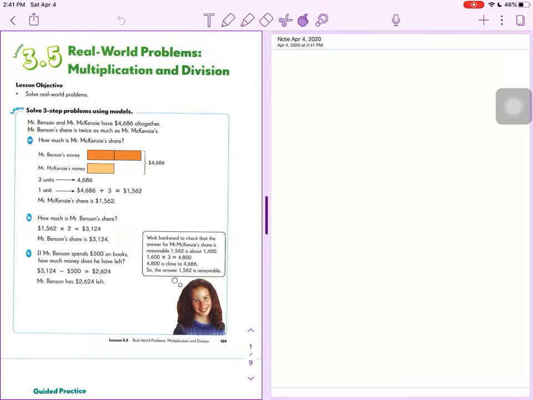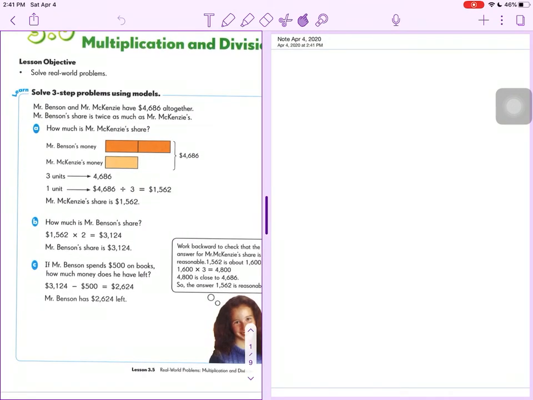This is a 3-step problem. Mr. Benson and Mr. McKenzie have $4,686 all together. So of course I'll highlight that. Mr. Benson's share is twice as much as Mr. McKenzie's. So how much is Mr. McKenzie's share? So we see we've got the 3 units here.